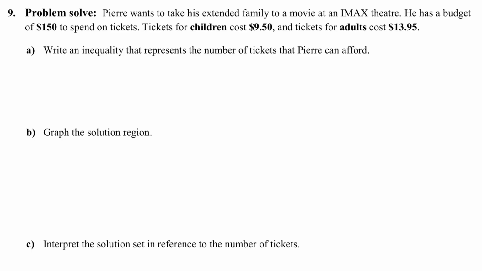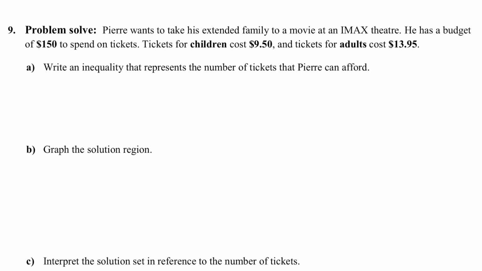Okay, so he has a budget of $150 to spend. He doesn't want to spend more than that. He can spend less than that, of course, right? So let's say there are C number of children going, because we don't know how many kids there are in his extended family, and A number of adults going.